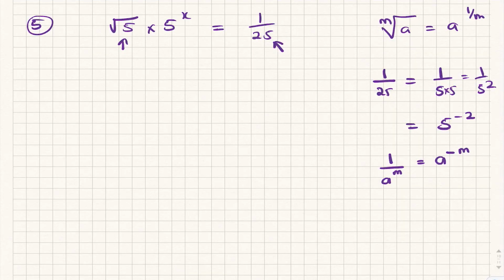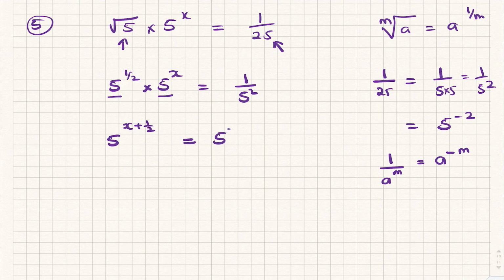So the first one is the root 5 will become 5 to the power a half. And then we times that by 5 to the power of x, and that will become 1 over 5 squared, because 25 is 5 squared. So if you have the same base, what do you do to the power when you're multiplying them? You add the power. So you get 5 is a common base here, and then x plus a half. So you add the power, and that will be equal to 5 to the power minus 2. Now you can see the bases are the same.